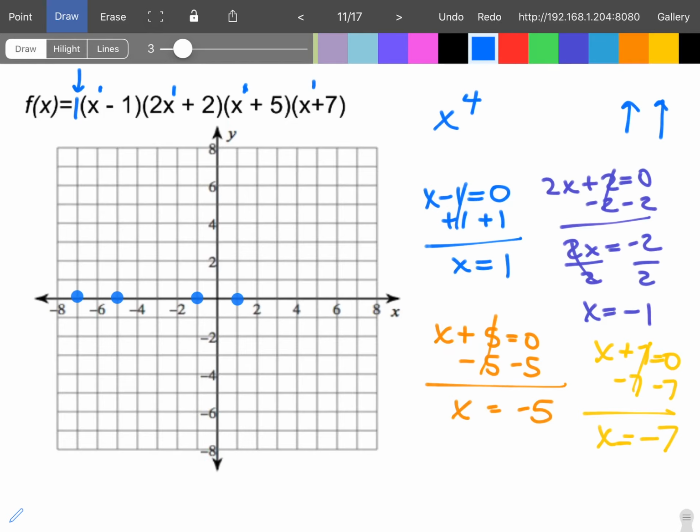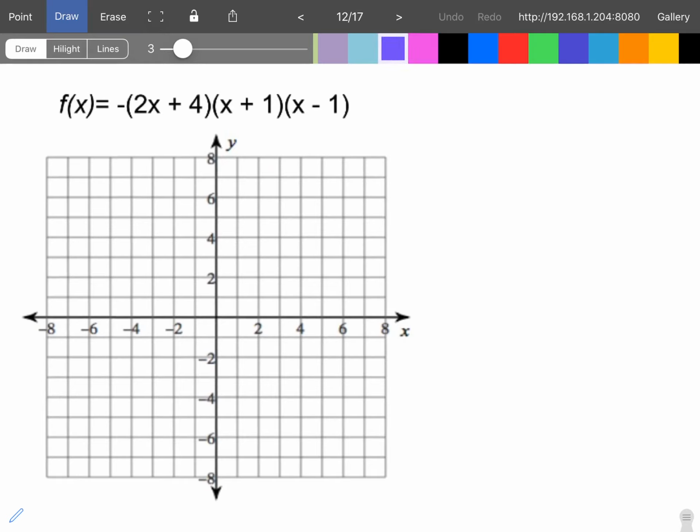Okay, we know that both ends are going to be going up. All right, so we just have to follow through. This is going to turn around at some point. It's going to have 1 turn, it's going to have 2 turns, 3 turns, because it's got a degree of 4. Remember, you subtract 1 and that tells you your turns. So there's 3 turns, so that's what that looks like.